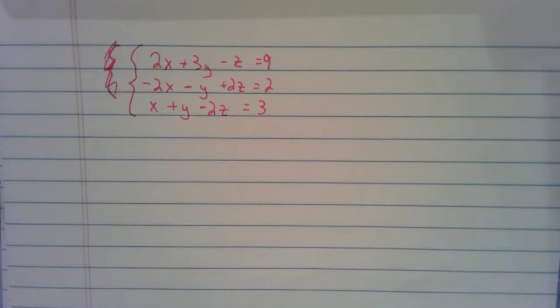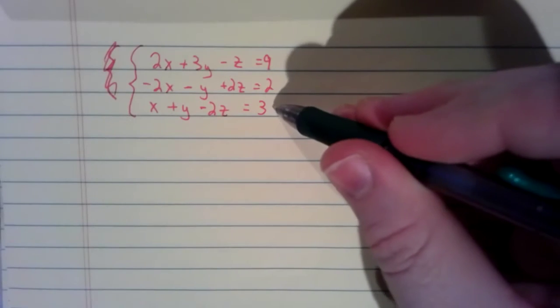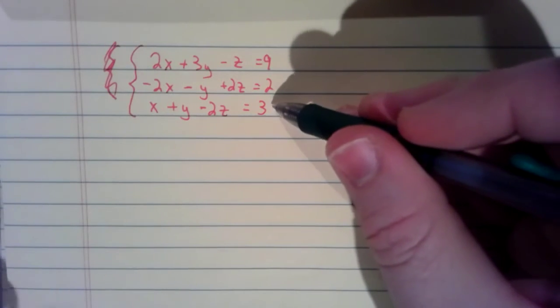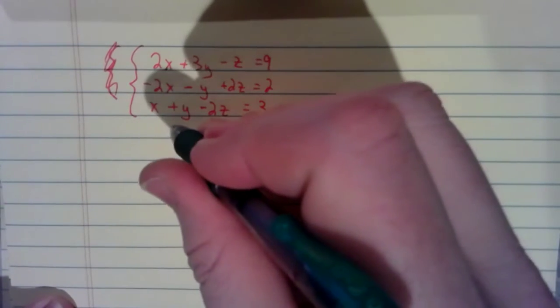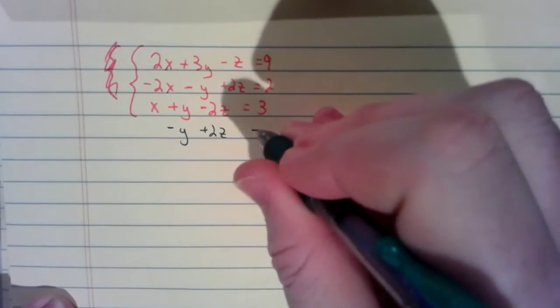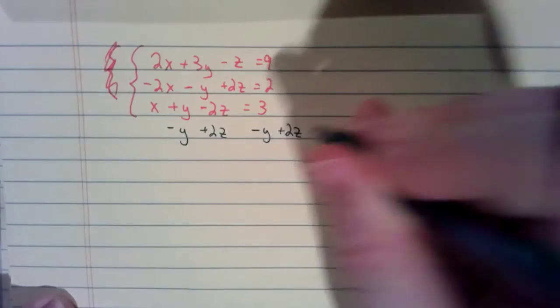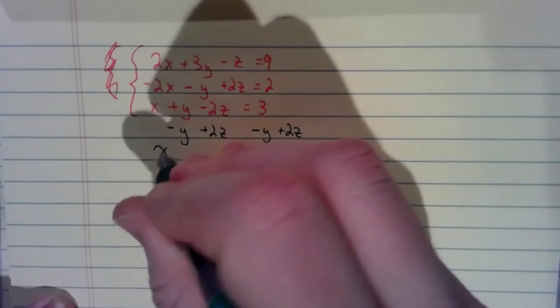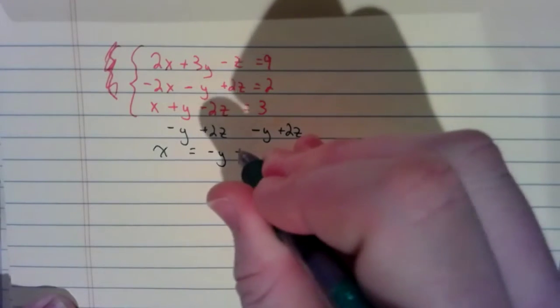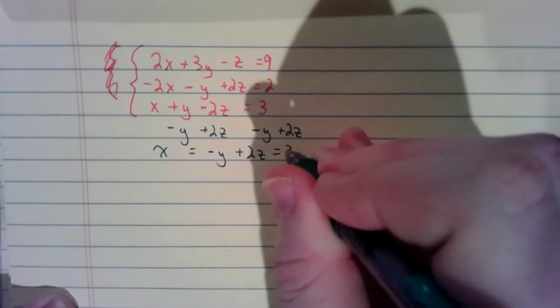All right. So what I'm going to do here is solve one of my equations for one of my variables. It's pretty arbitrary which one I pick. When I look at this equation, it looks like it'd be pretty easy to get x by itself. So I'm going to solve this equation for x. That means I'm going to subtract y and add 2z to each side. So I end up with the equation x equals negative y plus 2z plus 3. So this replaces my last equation.